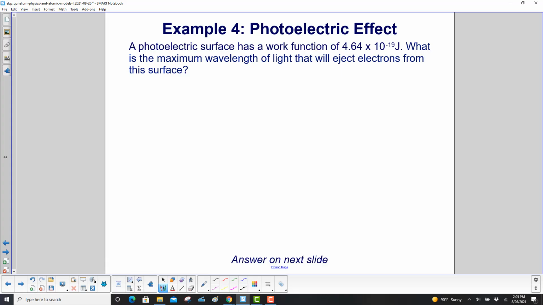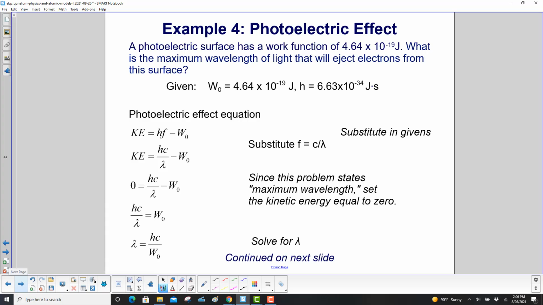A photoelectric surface has a work function of 4.64 times 10 to the minus 19th joules. What is the maximum wavelength of light that will eject electrons from this surface? We've got our givens, the work function. This time it's in joules, so we'll use Planck's constant in joule seconds. We have our photoelectric effect equation. Now we want to work with wavelength. So what's frequency? That's c over lambda. So we now have kinetic energy is hc over lambda minus the work function.